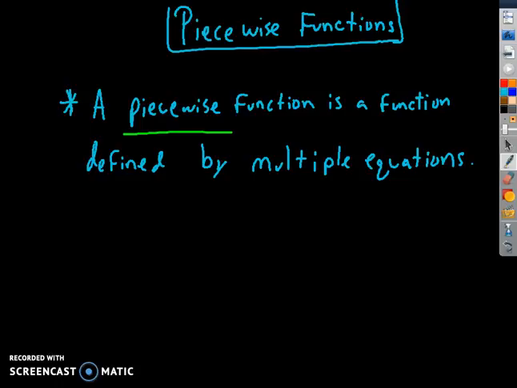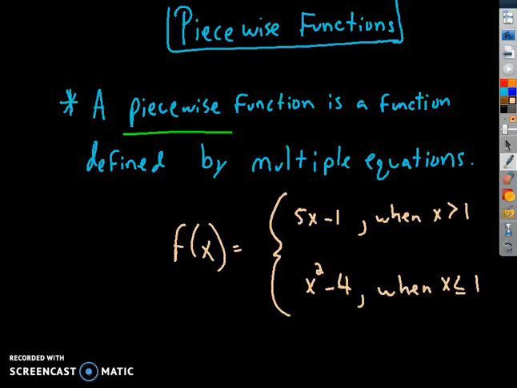Okay, so this video is about piecewise functions. First of all, a piecewise function is a function defined by multiple equations. So for example, this is an example of a piecewise function. It's f of x, or y, is equal to 5x subtract 1 when x is greater than 1, and it's equal to x squared subtract 4 when x is greater than or equal to 1. The reason why one has an equal to and one doesn't is so it still remains a function. It still passes the vertical line test because one's going to be an open circle and one's going to have a closed circle there. Anyway, so that's what a piecewise function typically looks like.